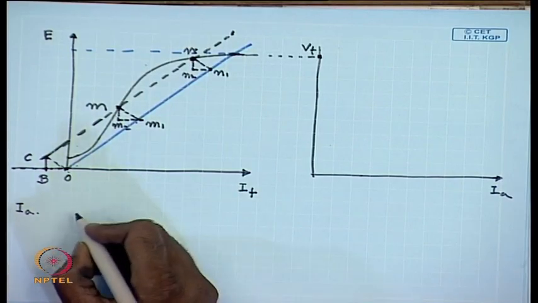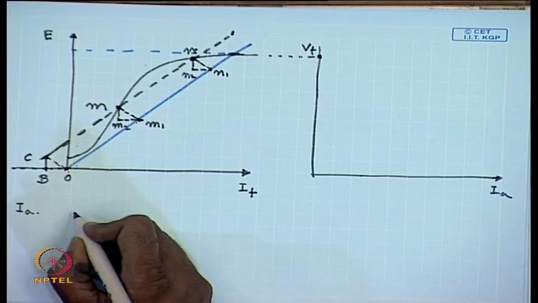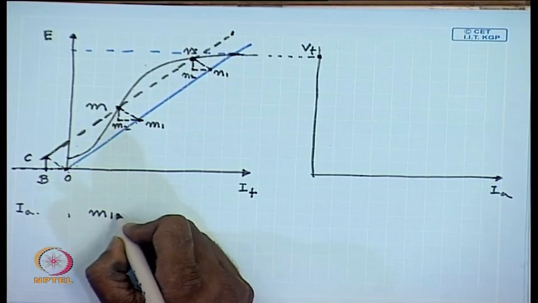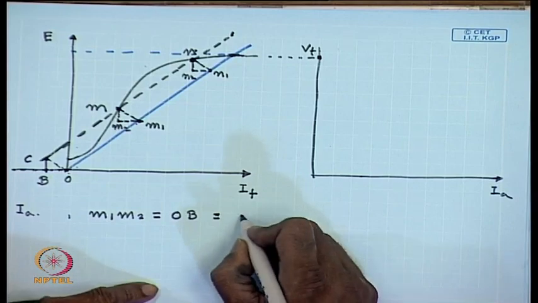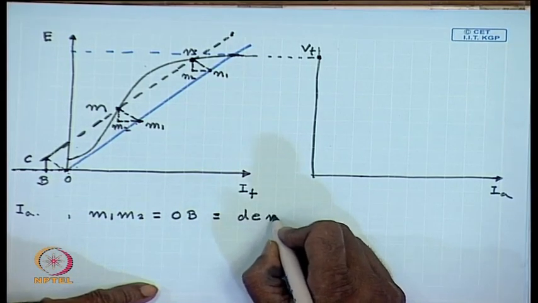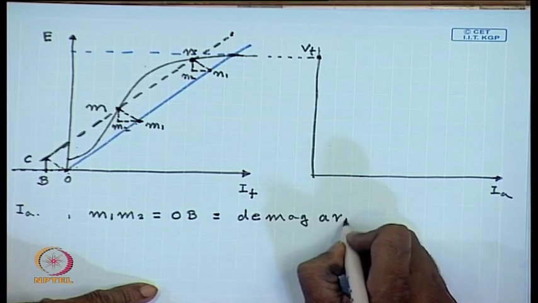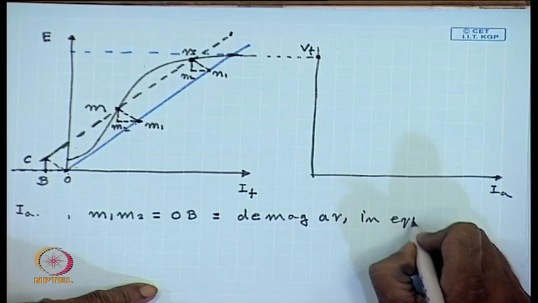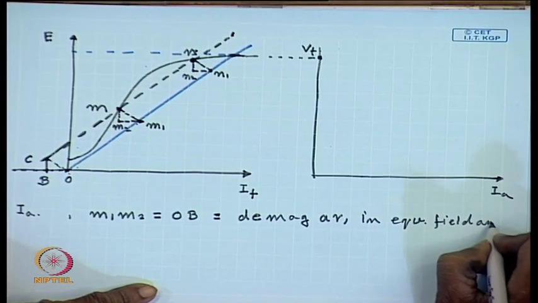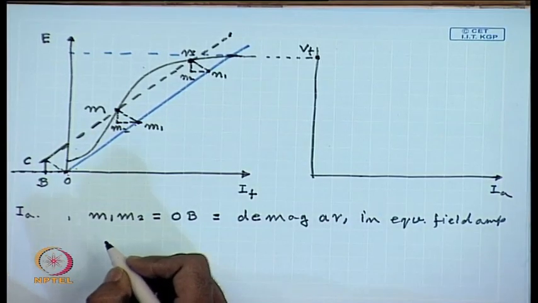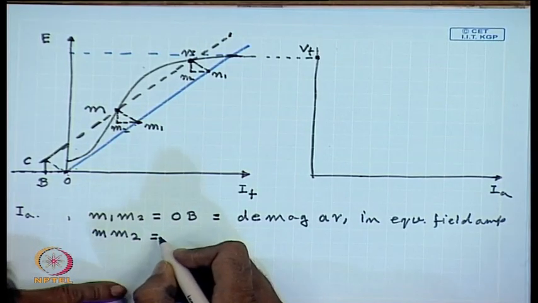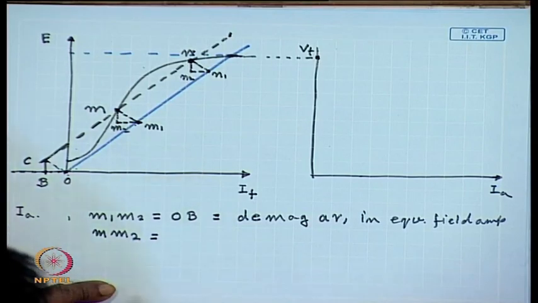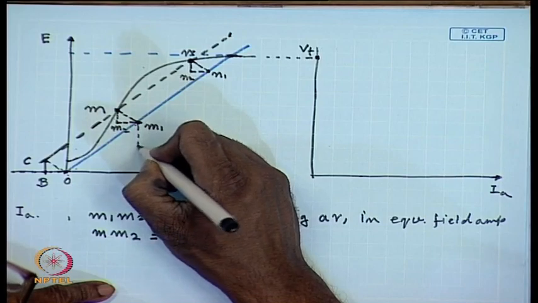Obviously, M1 M2 equal to OB, which is equal to the effective demagnetizing armature reaction in equivalent field amperes, and M M2 equal to IA RA.